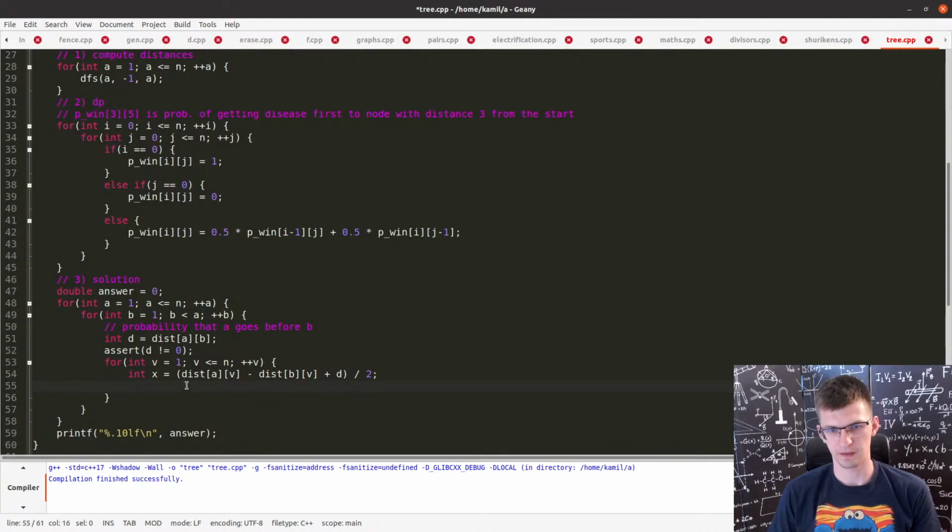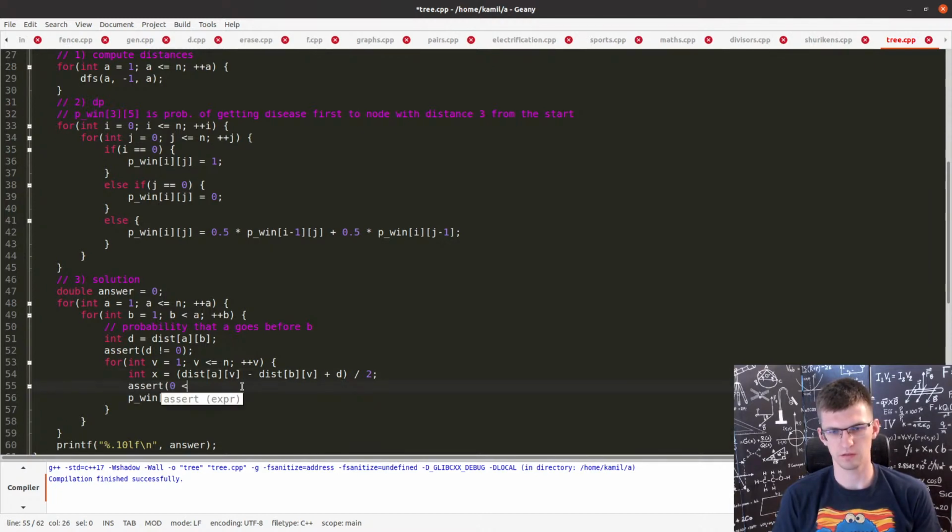I think. Then I need to take probability. Let's see. This is big if we are far away from A. It's small when we are close to A. So I think it's correct to say this. x is distance to A. And yeah, that's it.